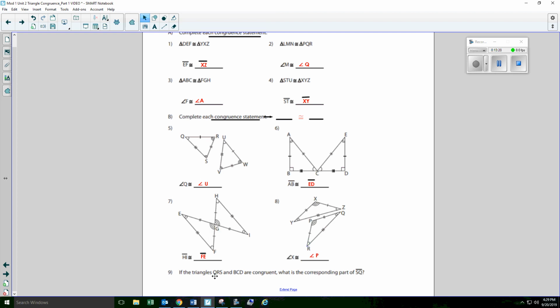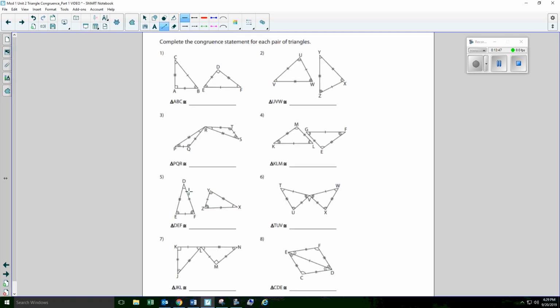And if triangle QRS and BCD are congruent, so that's like if they wrote this out like this down here, what's the corresponding part to SQ? So SQ, 3 to 1, I go D to B, 3 to 1. So it has to be in corresponding order, so I have to say segment DB. If I say BD, I get marked wrong. Okay, DB, there you go. All right, so there's that page done. Let's go to this one now.